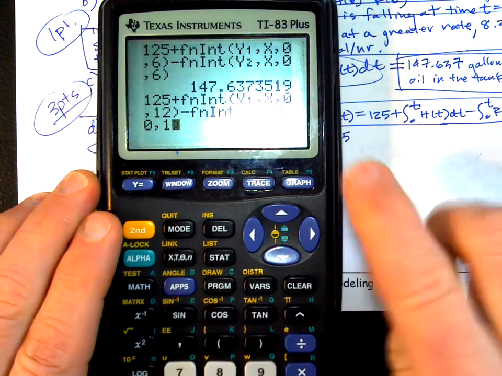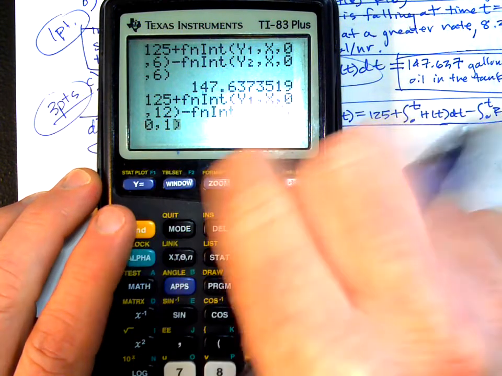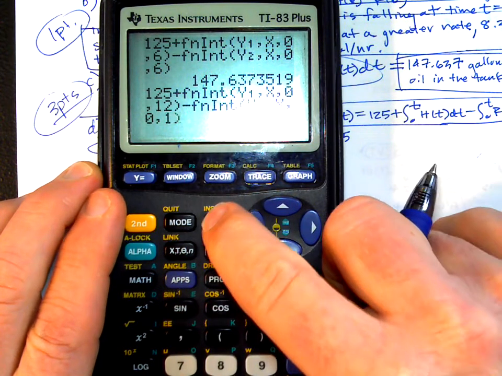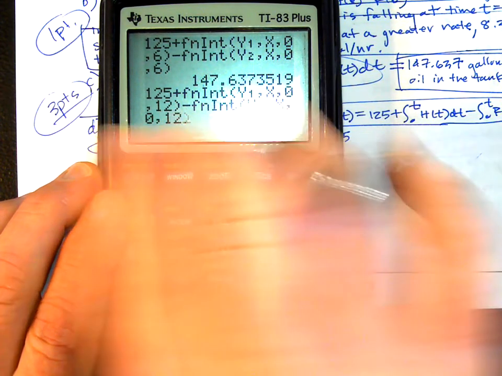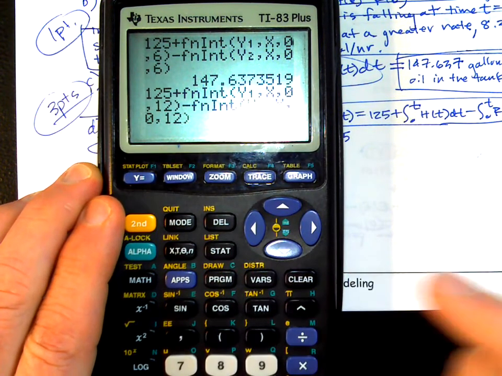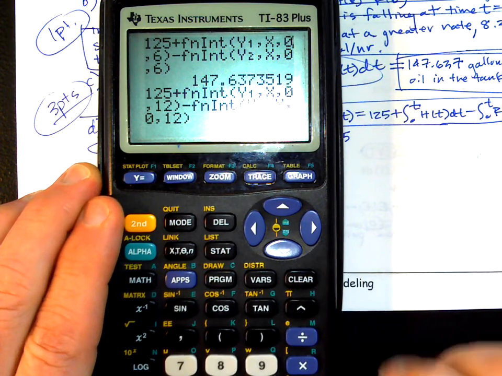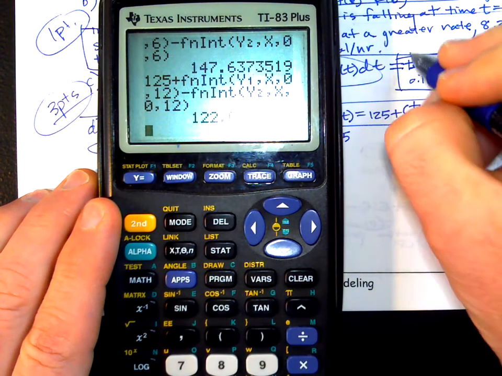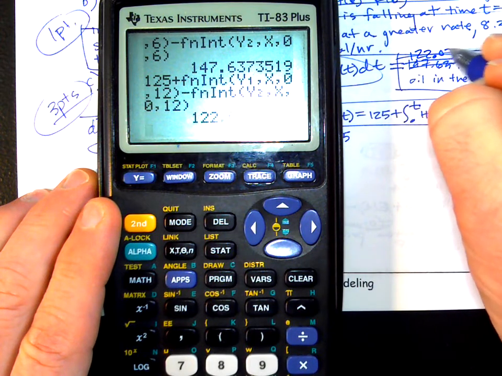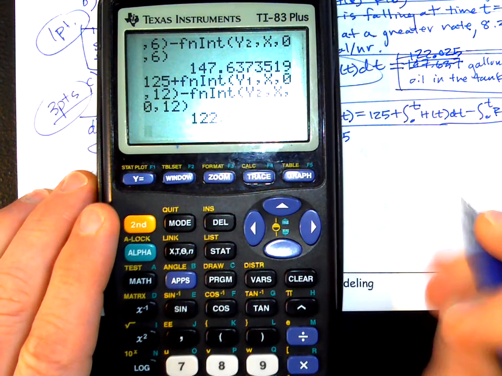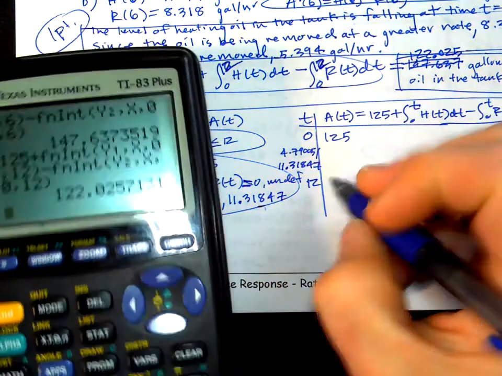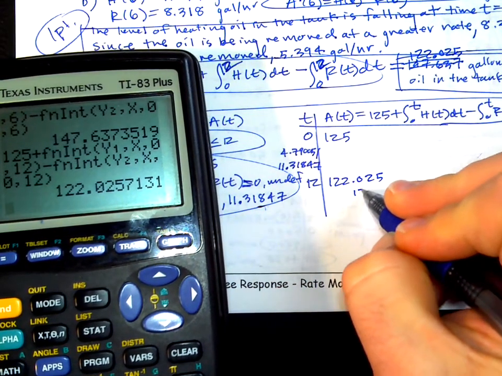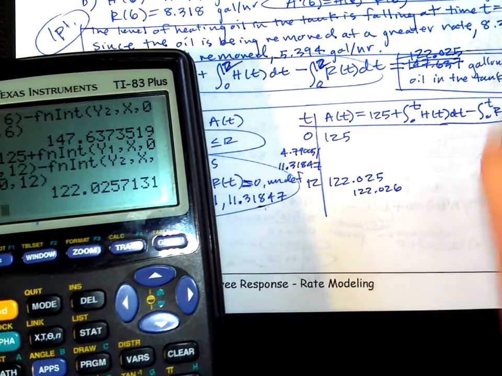Now, if you want to insert a value and have everything else push over so you don't have to retype it, you do second, delete, insert, and then whatever you type in scoots everything over so you don't have to retype it. So this is what I should have done on part C. My answer should be 122.025 or 026. And then that's what I would put in my table right here, 122.025 or 122.026 if you want to round.